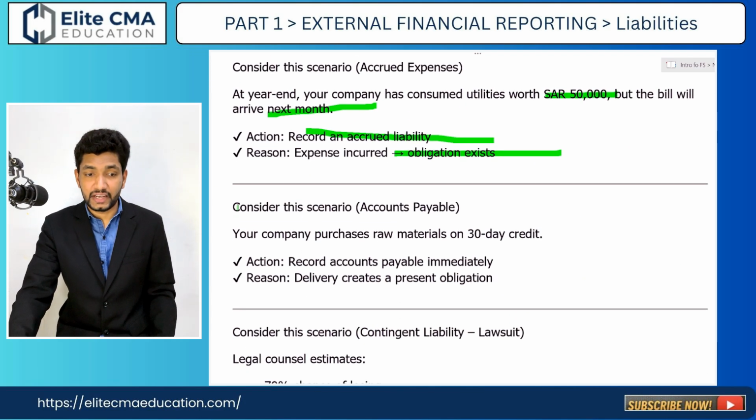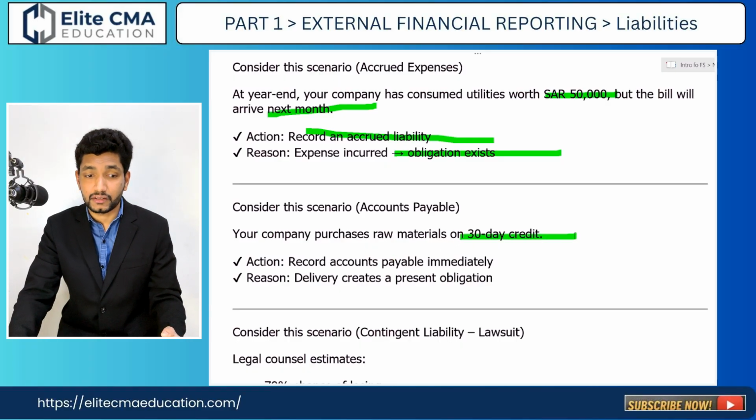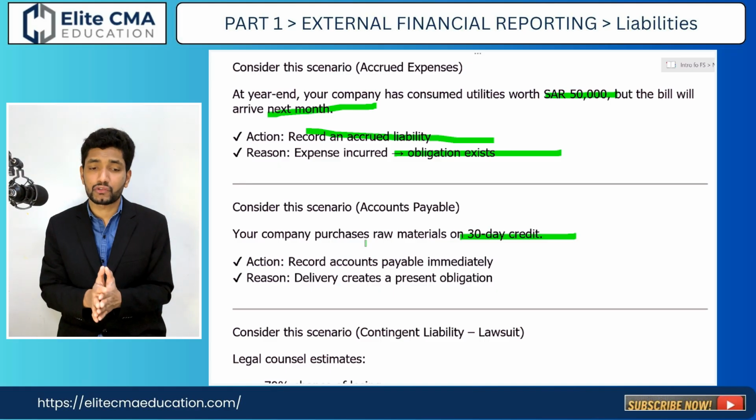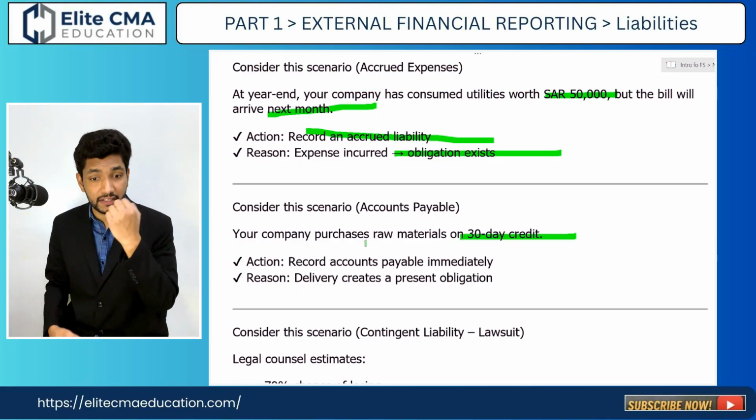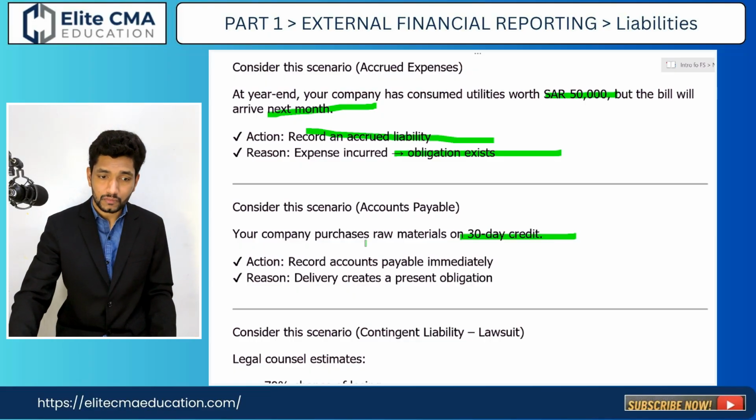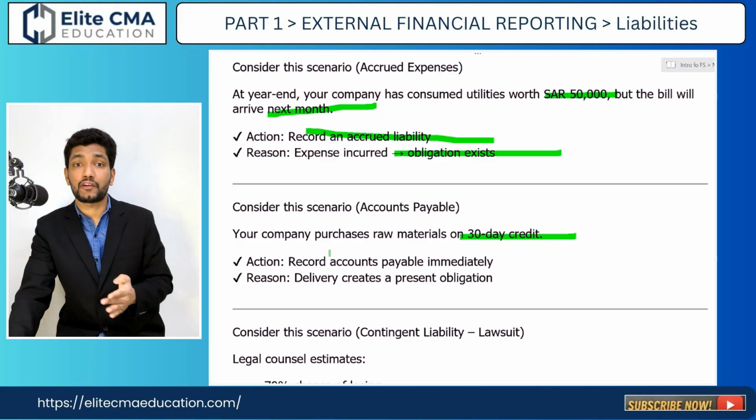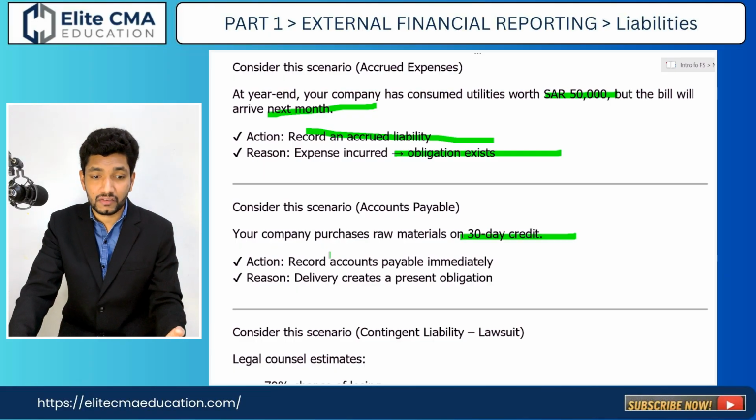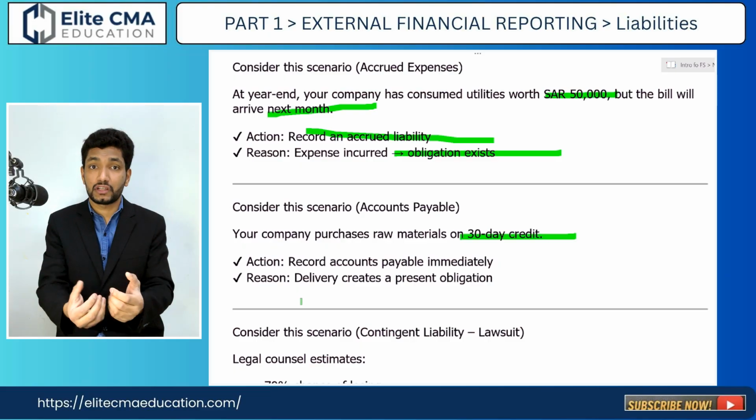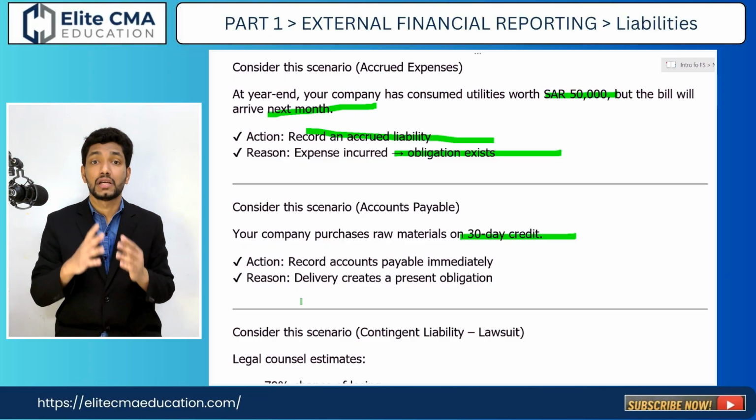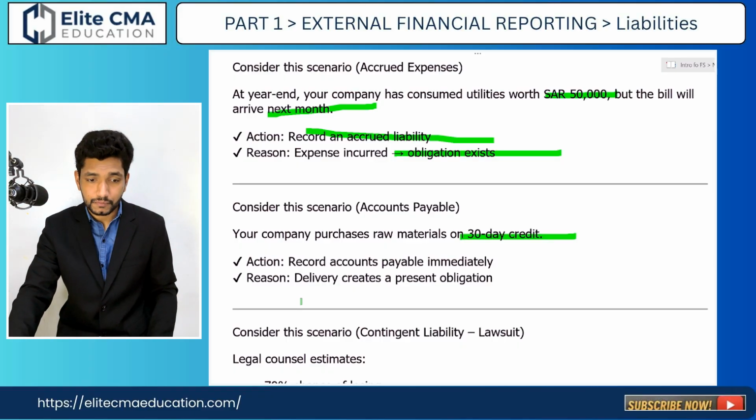Now let's look into this scenario. Your company purchased raw material on 30 days credit. What do you have to do? You still didn't pay, because the supplier offered you 30 days credit. So what is the action? You have to record accounts payable immediately. That will increase your current liabilities. What is the reason for this? Delivery creates a present obligation. If the supplier delivered something, it creates a present obligation, because it's a liability.